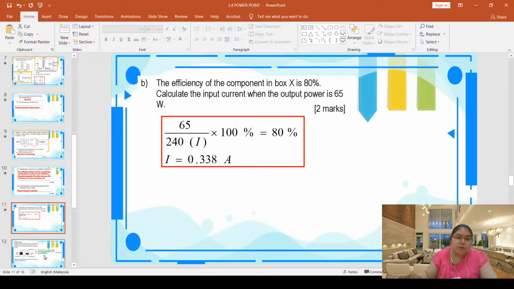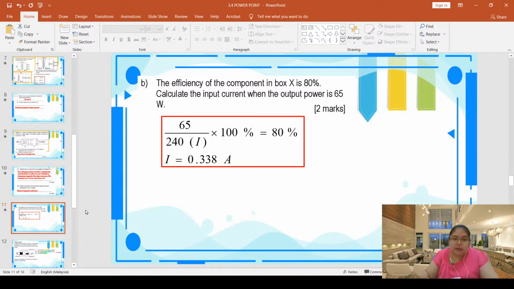So we show the question first. Okay, 65 output power. Input voltage we know is 240, but the current we don't know. After that, multiply by 100%, then they give you the efficiency is 80. So what you need to find now is the input current. So the answer is 0.338 ampere. Okay, hopefully today you take out the paper for marking, not for copying.